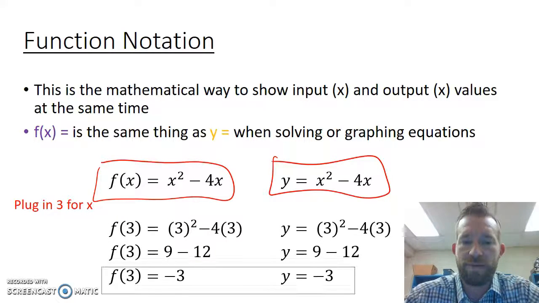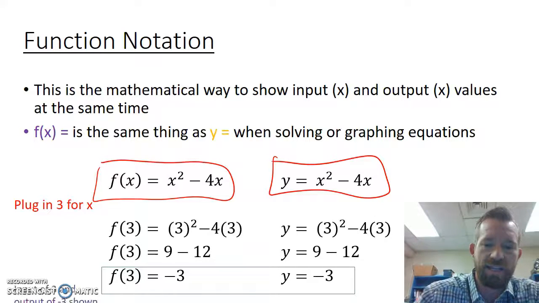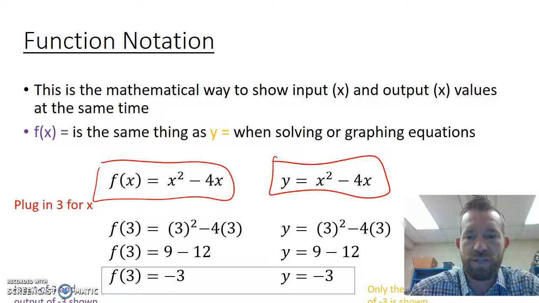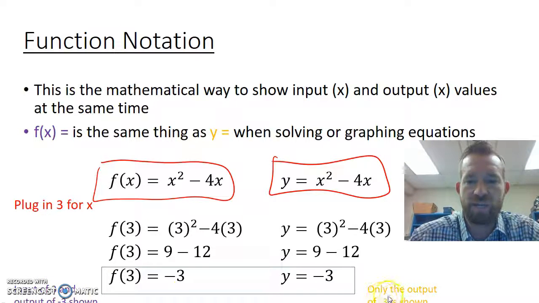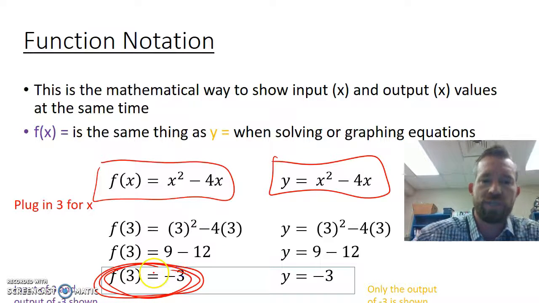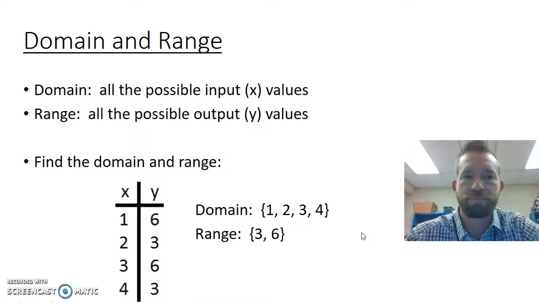The nice thing about function notation here at the end is that function notation shows the input of 3 and the output of -3. Whereas when you talk about y equals, you only see the output. So this is preferable to mathematicians because you get twice the amount of information.